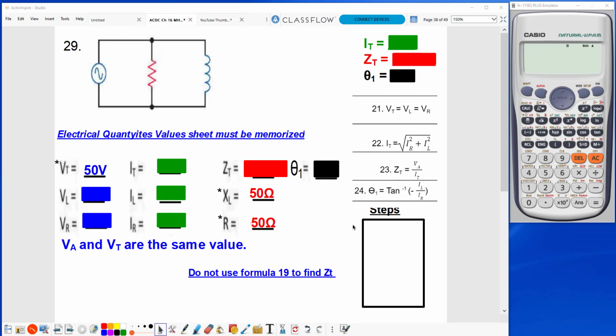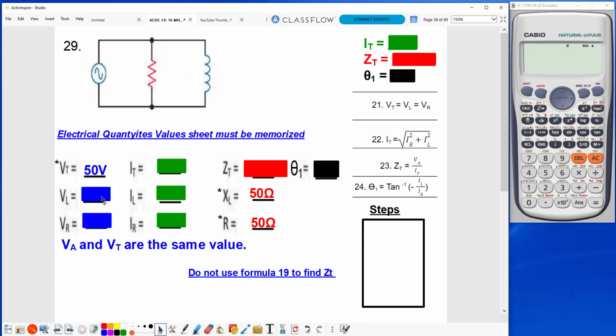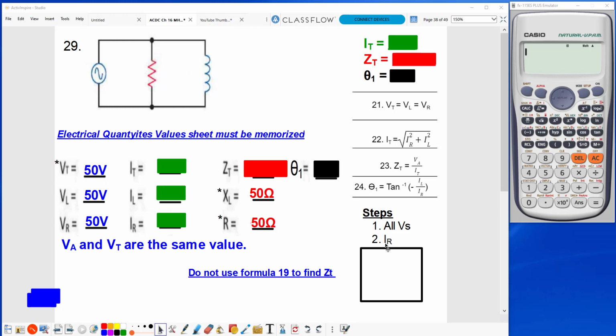All right, so I see here that I have a parallel circuit. The first thing that I realize about a parallel circuit is that voltage stays the same. So I can go ahead and fill in my voltages. And now that I have 50 volts for VR and I have an R of 50 ohms, I can go ahead and find IR, because I have 2 of the 3 here. So I'm going to go ahead and solve for IR. I'm going to put in 50 volts over 50 ohms, and yep, you guessed it, 1 amp.